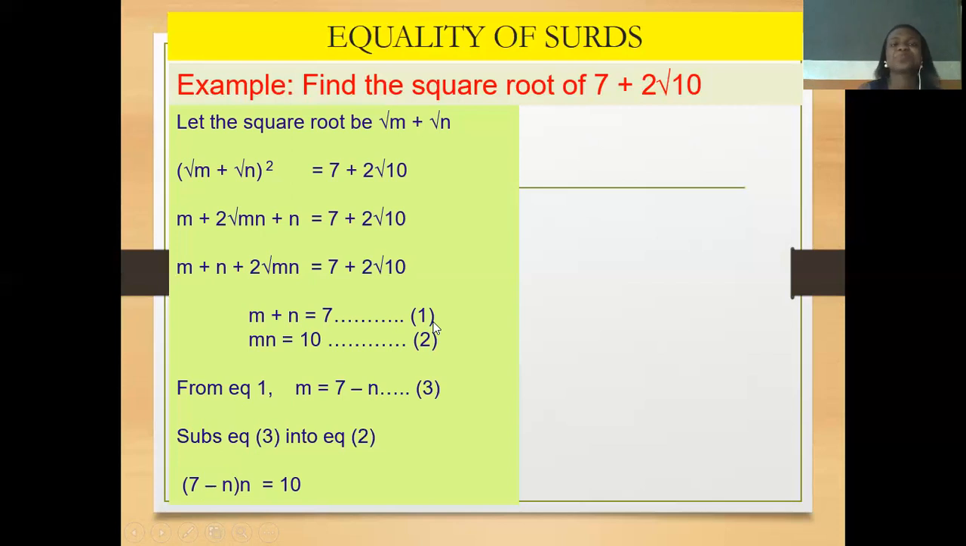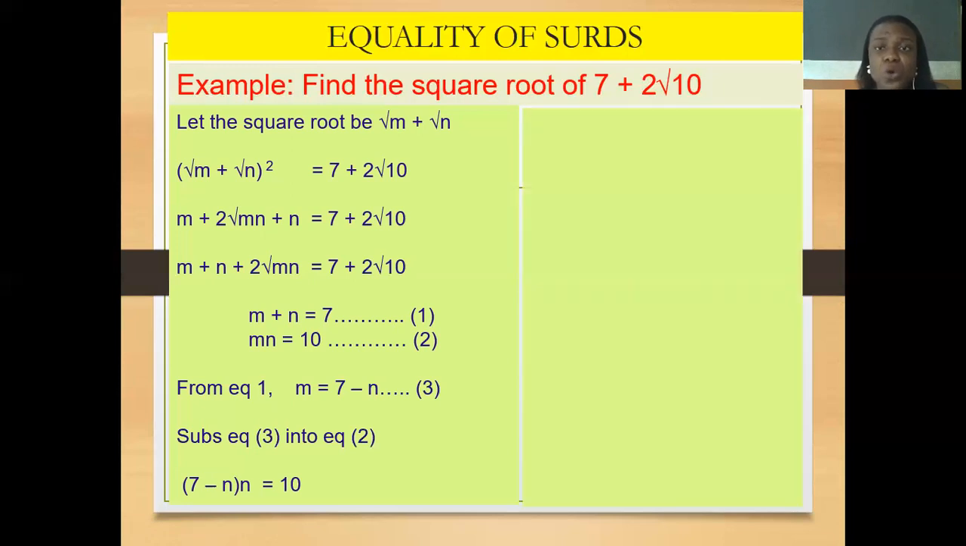Now from here we need to expand. We're going to use n to multiply that bracket on the left. So n times 7 and n times minus n. By the time we do that, we'll have 7n minus n squared equals 10. Now, what does this look like? I think it's beginning to look like a quadratic equation. Yes, it's looking like a quadratic equation already, but we need to put it in the standard form.